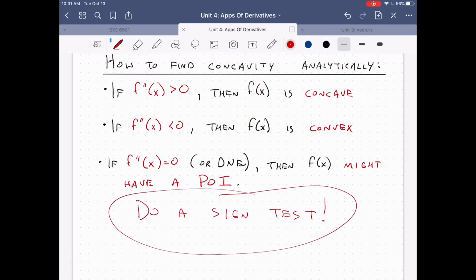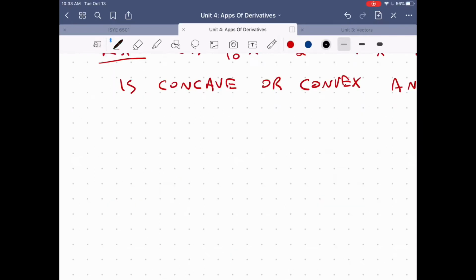If f double prime of x is greater than 0, then that's where it will be concave. If f double prime of x is less than 0, that will be when it's convex. And if f double prime of x is equal to 0 or does not exist, then it might have a point of inflection. And so we're going to do all of this with a sign test. In order to find the second derivative of f, you first have to find the first derivative of f.